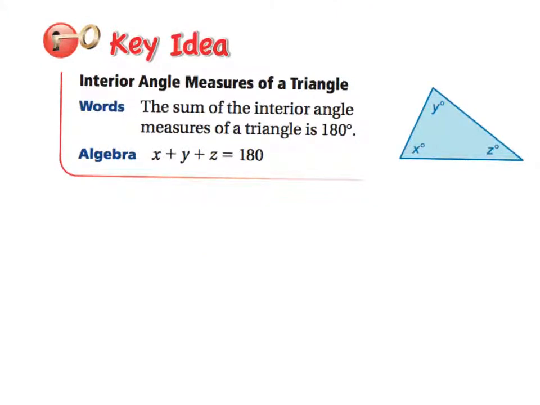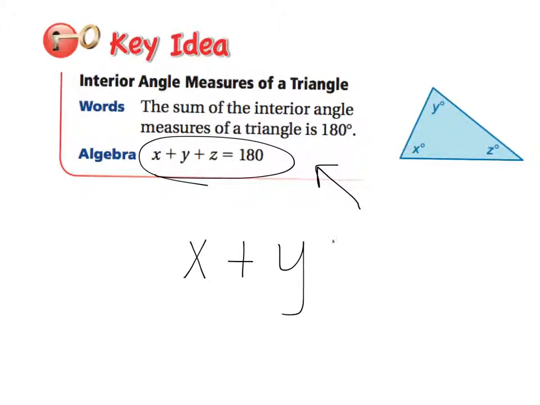Now the key idea that you already know is that the sum of all of the interior angles adds up to 180 degrees in a triangle. Now we're going to take that one step further and do it algebraically. In this triangle we have three angles: angle X, angle Y, and angle Z. They all have a sum of 180 degrees. Therefore, we can use algebra to write an equation that represents that.